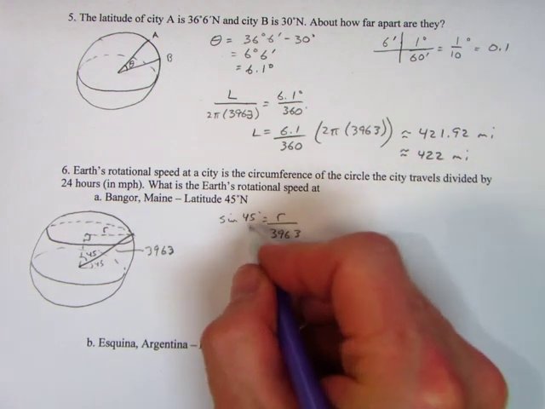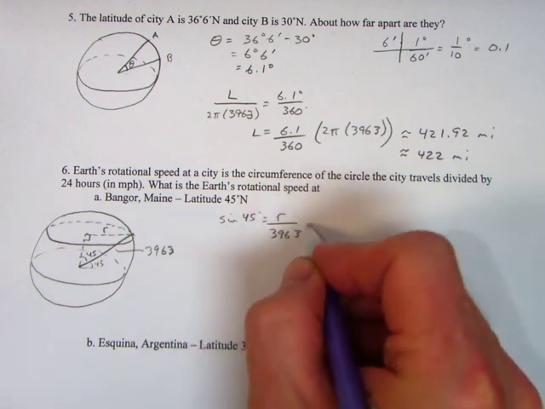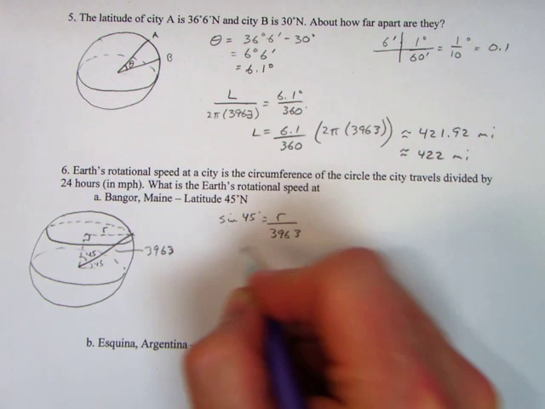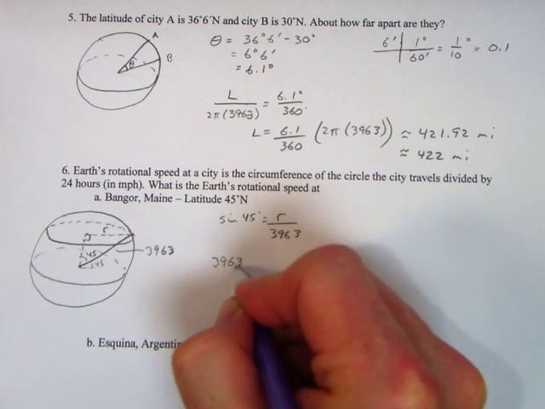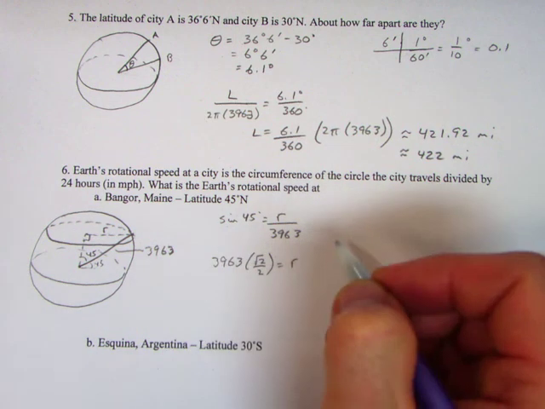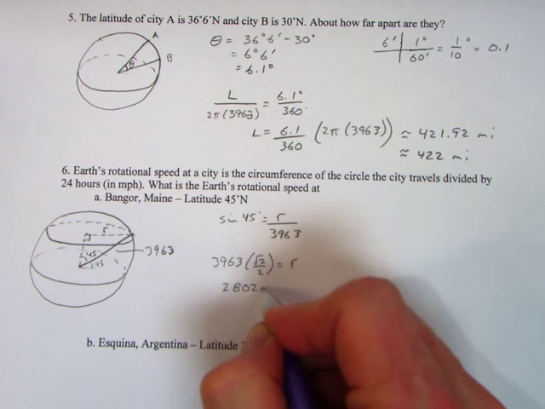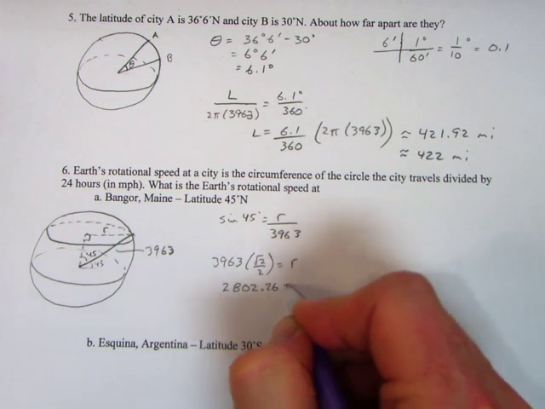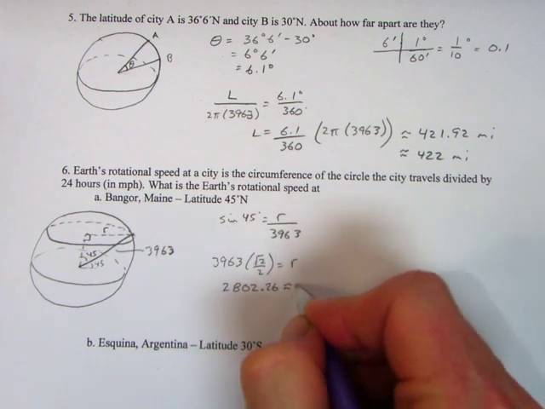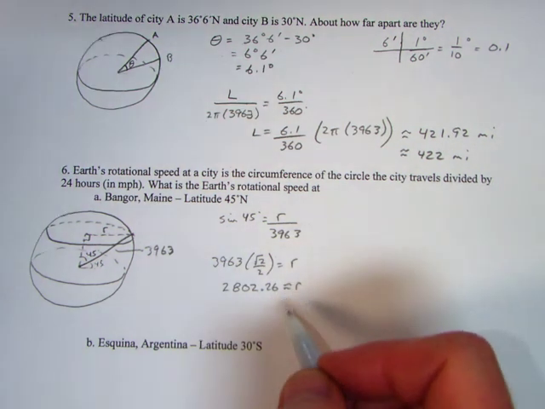Now, what is the sine of 45 degrees? We know that's square root of 2 over 2. And we're going to multiply both sides by 3963. So we'll have 3963 times the square root of 2 over 2. And that's going to be my radius. And that is approximately 2,802.26 miles.